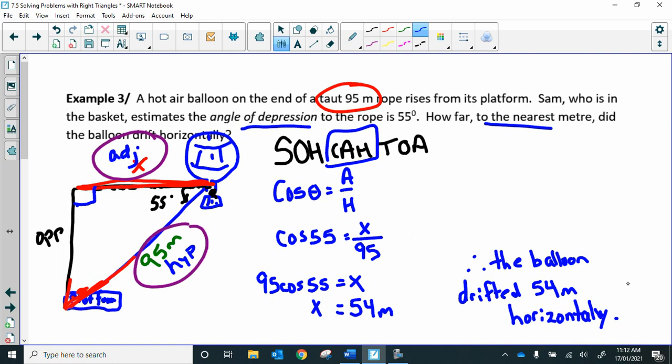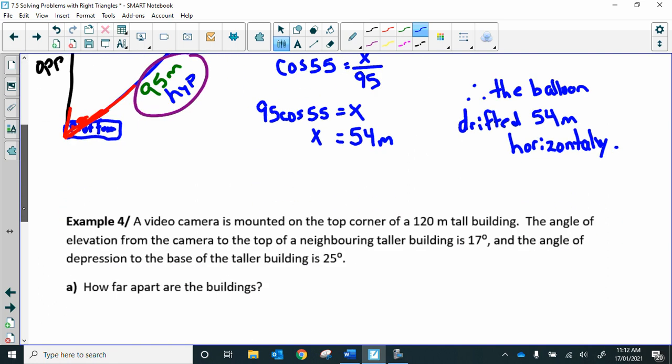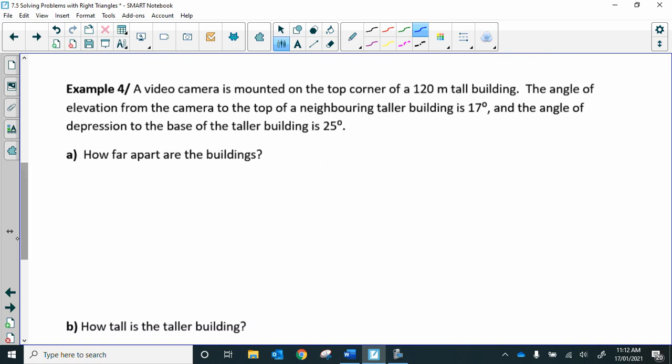And the last one's the tougher one here, and this one always pops up. I always see these in the textbook, and on a test it may pop up. You never know. A video camera is mounted to the top corner of a 120-meter tall building. The angle of elevation from the camera to the top of a neighboring taller building is 17 degrees, and the angle of depression to the base of the taller building is 25.